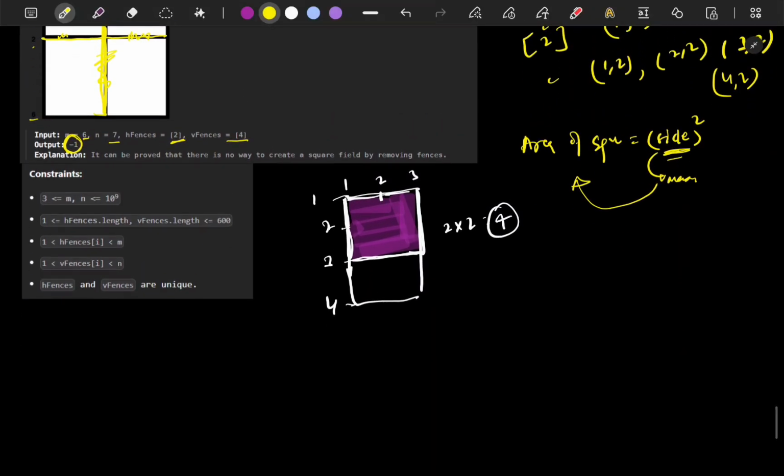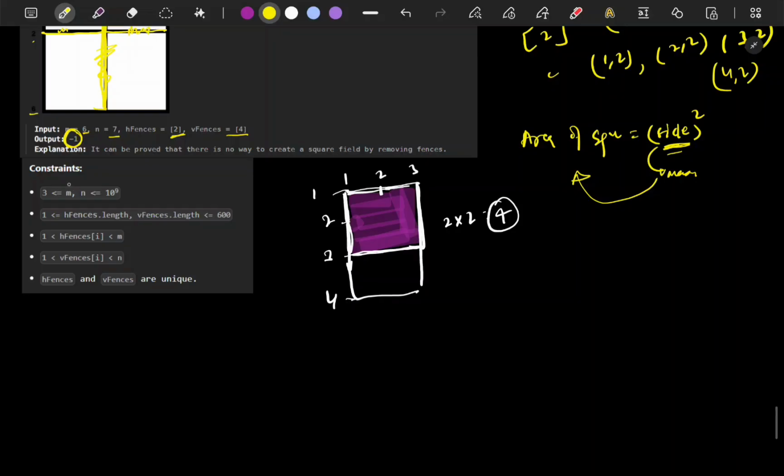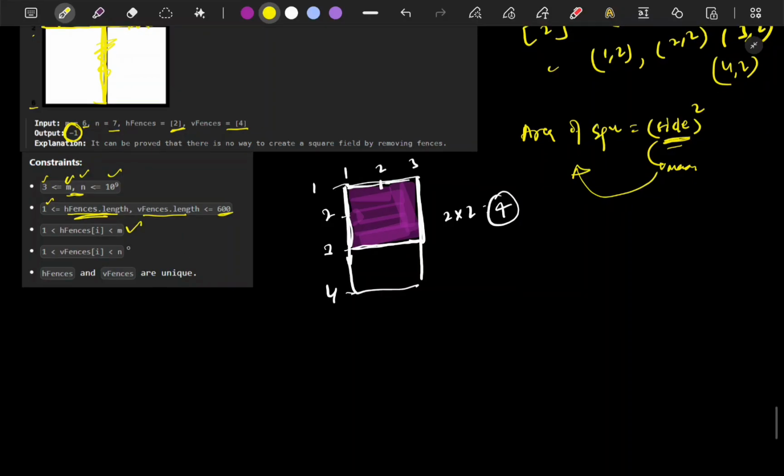Do we have some constraints? Yes, we have some constraints, but they are normal. The m and n values range from 3 to 10 to the power 9. The H fences and V fences lengths are not more than 600, less than n, m less than n. H fences and V fences are unique.